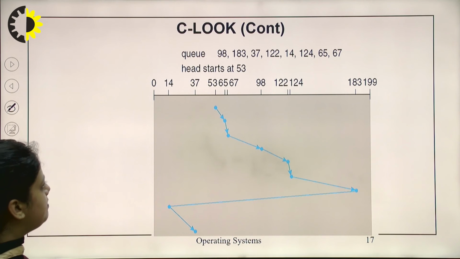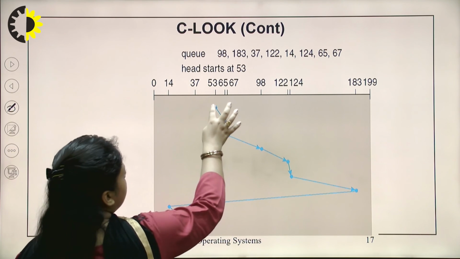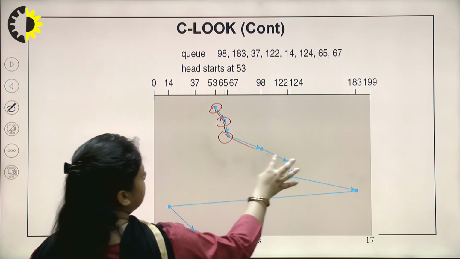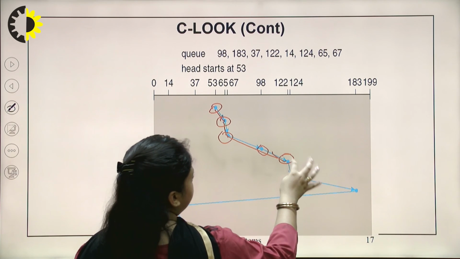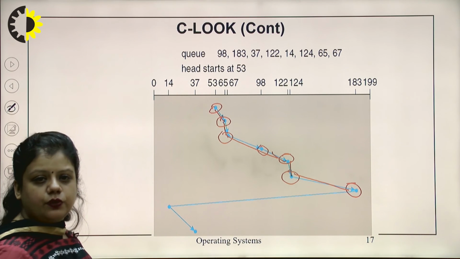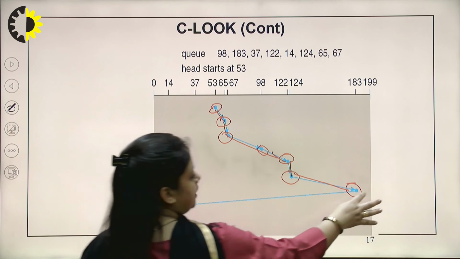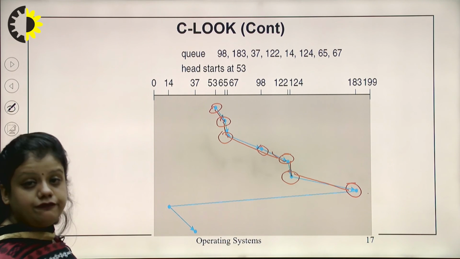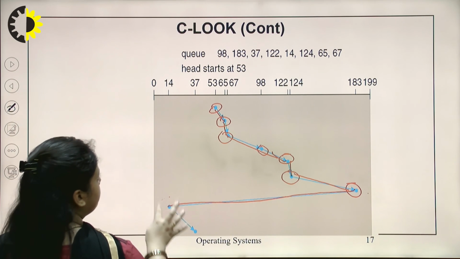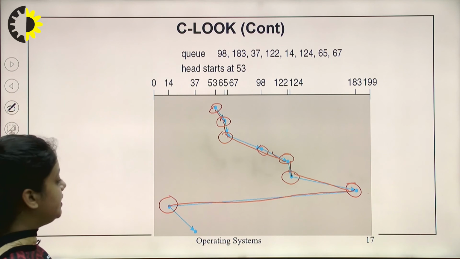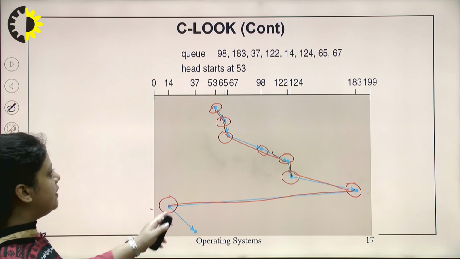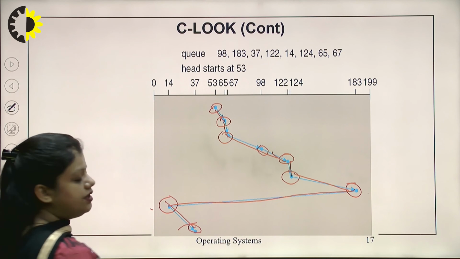Like in this example, suppose the head is at 53. We are going in one particular direction from 53 to 65, 67, 98, 122, 124, 183. 183 is the last request. We stop here. We are not going to 199 as in C-SCAN, and we return back to the first request, 14. If you remember, in the C-SCAN we were going up to 0. So here we stopped at the first request, 14, and then service the remaining requests.